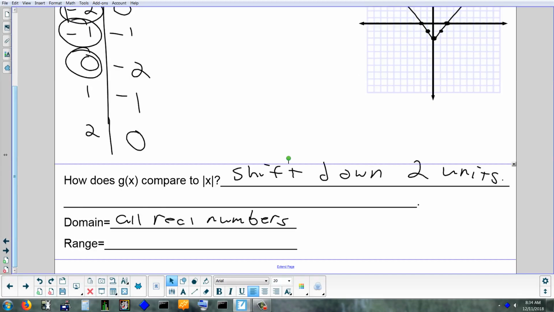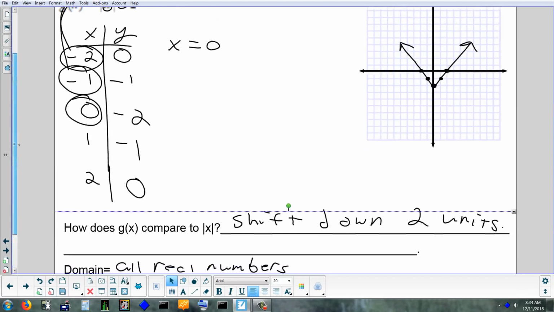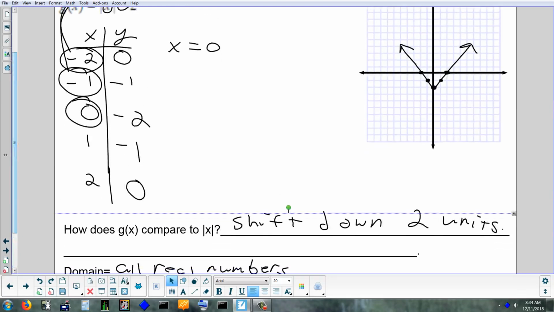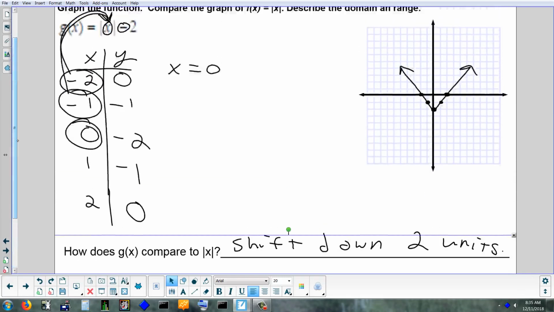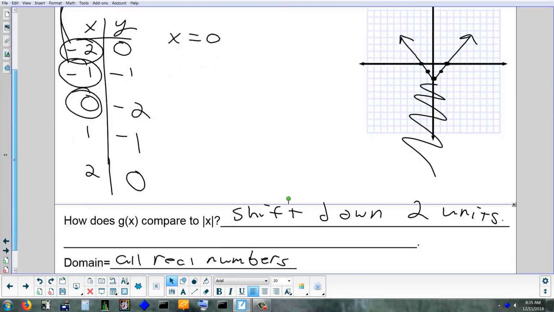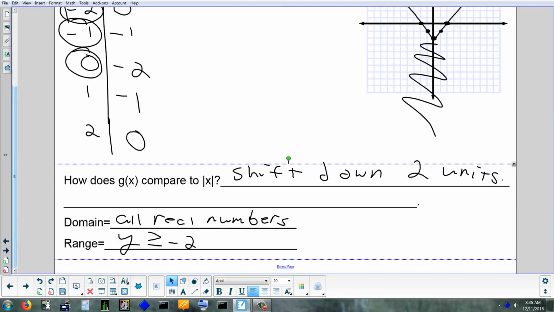And now my range. What's the lowest y value that V shape ever hits? -2 is the lowest. What letter do we always use with range? Y. And now, are the y values above or below -2? Above. If they were below, it would be down in here. So would it be greater than? Greater than or equal. Whenever you write the range, you always have the equal under it with an absolute value.